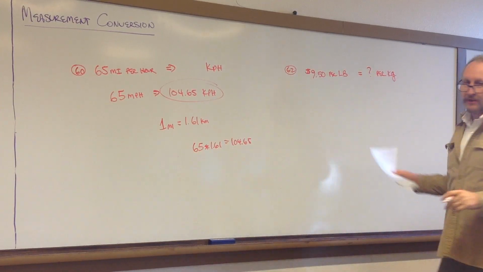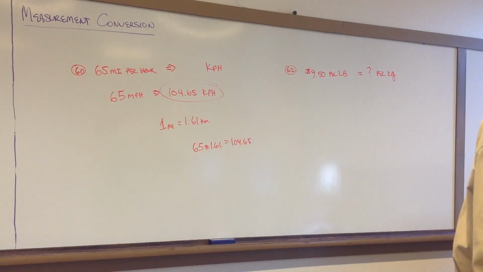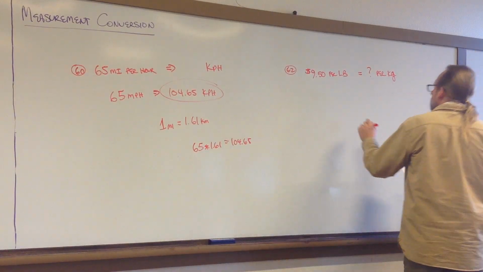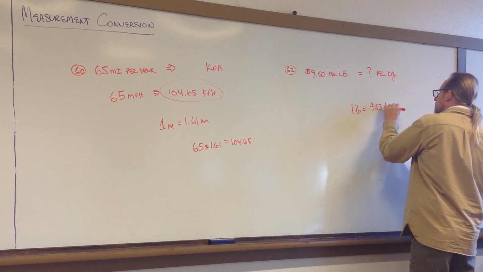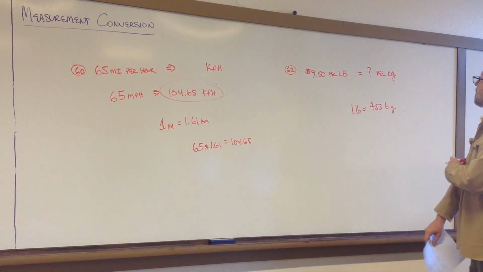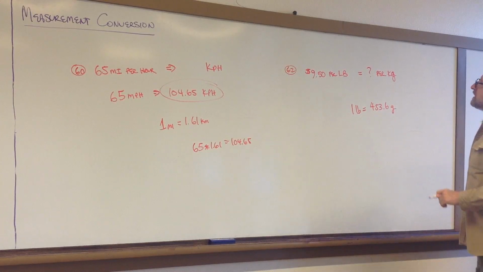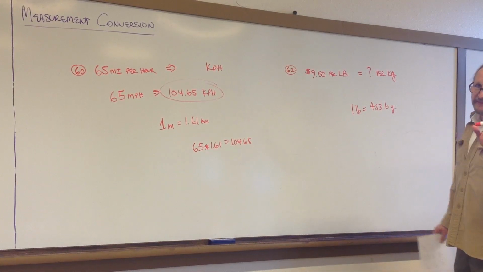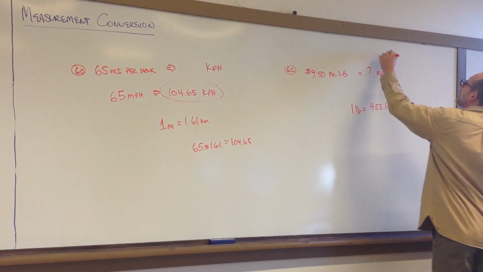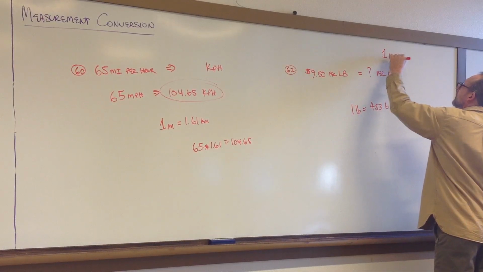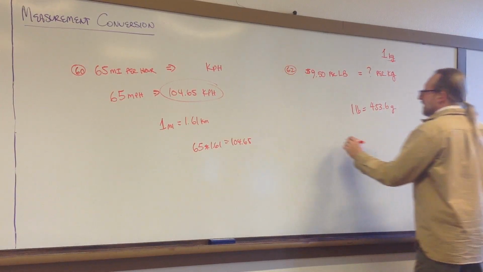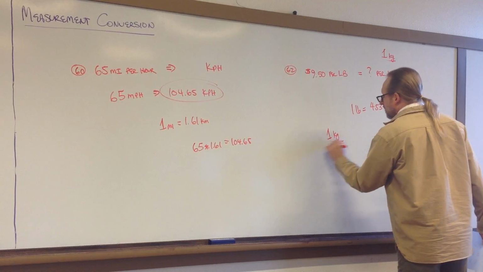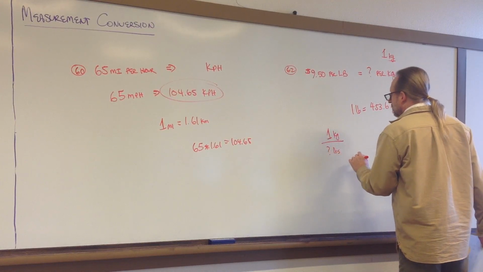Again, we need to convert from pounds to kilograms. So what are we going to do here? 1 pound equals 453.6 grams. All right. Well, let's see here. There's a variety of different ways we can go about doing this. We're interested in the price for 1 kilogram. So how many pounds are in 1 kilogram? So 1 kilogram is how many pounds?